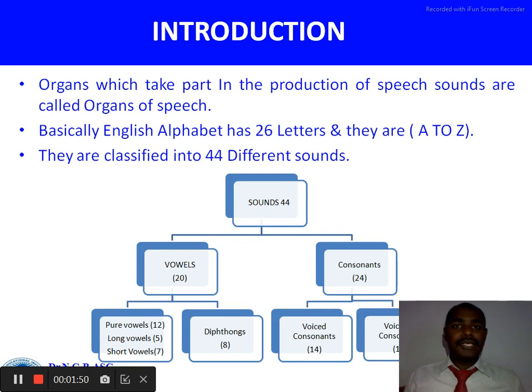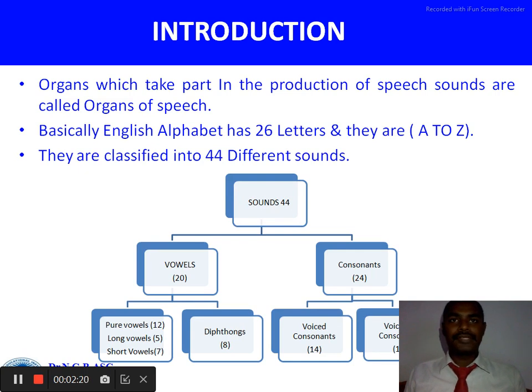When the consonant sounds are produced, for example, pa, ba, ta, da, ka, when you pronounce these sounds, the air blocks and is released. So that's why we say it is a consonant sound. And vowels can be classified into 20 sounds, called pure vowels and diphthongs. So 12 pure vowels and 8 diphthongs.